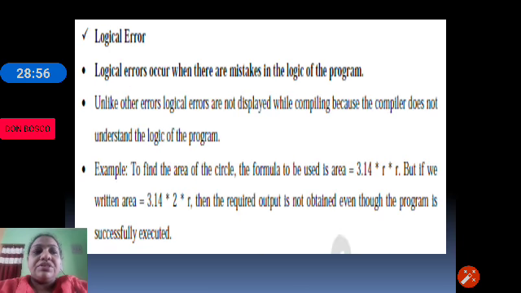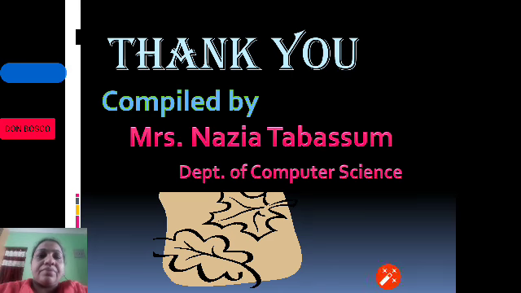Then we have logical errors. Logical errors means, to do addition you must give plus. Instead of that, if you give minus, the computer will subtract. You will get an answer, but you will not get the sum. You will get the difference. So to calculate area, you should give pi r square. Instead of that, if you give pi to r, it will show the result, but that result may not be correct. So this is about logical errors.